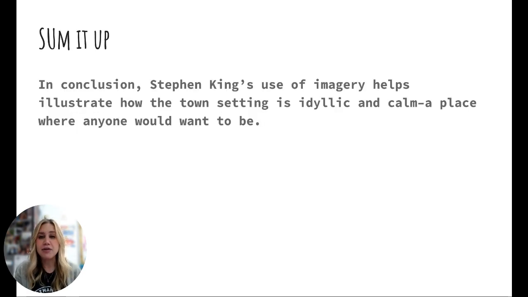Then the last part of the RACES is sum it up. So then you just need a concluding sentence. And try to use a transition word. You can use something like in conclusion. And then you want to restate or reword your thesis statement, your restate and answer section. Reword it. Don't just copy and paste the same thing over again. Actually reword it. Okay. So I just said, in conclusion, Stephen King's use of imagery helps illustrate how the town setting is idyllic and calm, a place where anyone would want to be. Okay, so I just restated using different words the restate and answer first section of the paragraph.